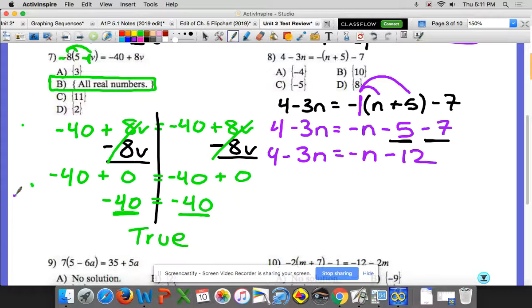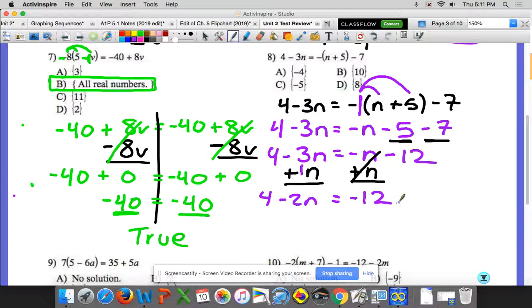At this point, we got to get the variable by itself. So we're going to move this negative n over. And in order to do that, we got to do the opposite, which would be plus n, or positive n. And what we do to one side, we've got to do to the other. So these are going to cancel out. And so therefore we have 4. And then plus n is the same thing as plus 1n. So we have 4 minus 2n equals negative 12.